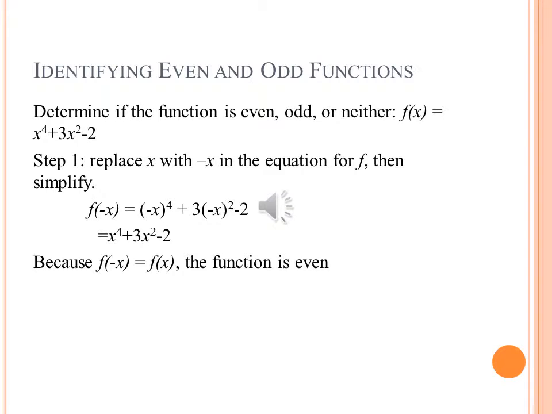My first step, I am going to replace x with negative x in the equation for f. Then I will simplify. So the equation will be f of negative x equals negative x to the fourth power plus 3 times negative x to the second power minus 2. Once I simplify that, I will get x to the fourth power plus 3x to the second power minus 2, which is the function that we started with. And because f of negative x equals f of x, the function is going to be even.